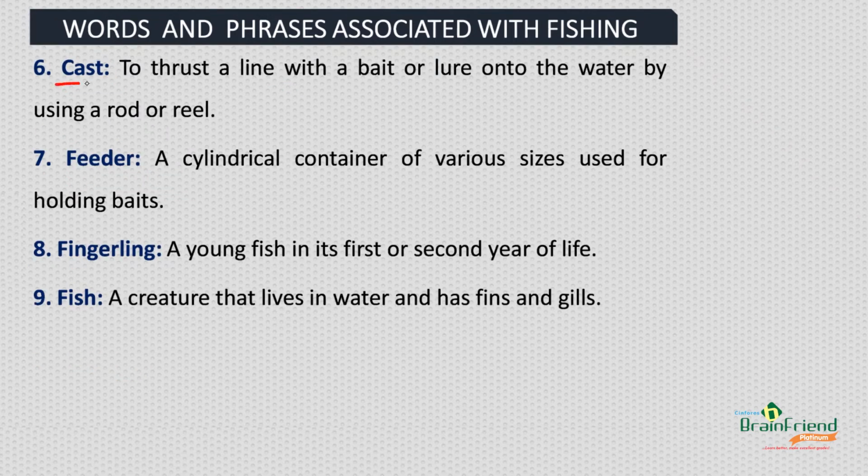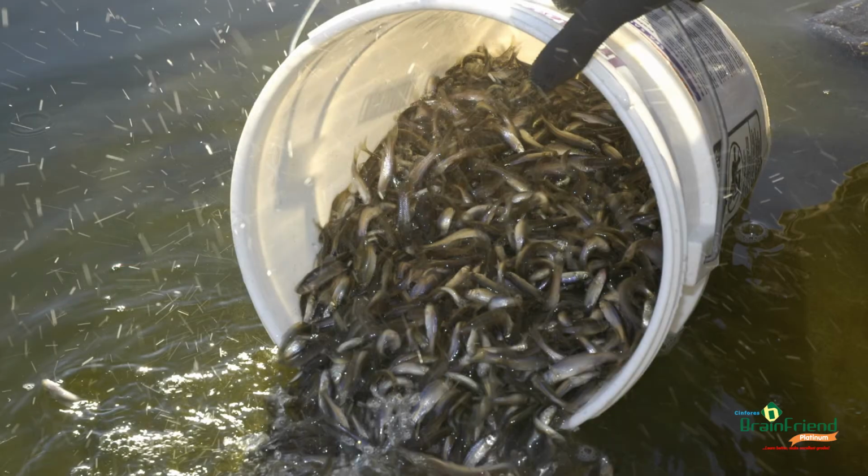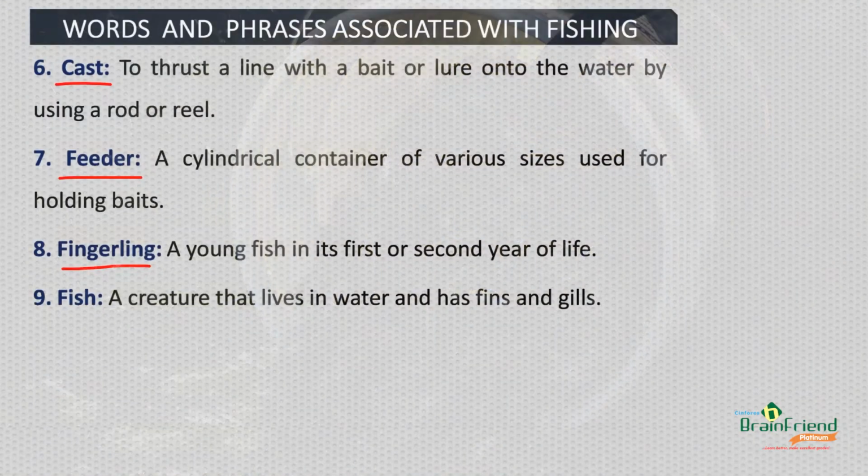Another word here is cast. Cast is a process of throwing in a fishing line that has a bait into the water by using a rod or a reel. Next, we have feeder. A feeder is a cylindrical container of various sizes used for holding baits. Also, we have fingerling. A fingerling is a young fish in its first or second year of life. Next, we have fish. A fish is a creature that lives in water and has fins and gills.